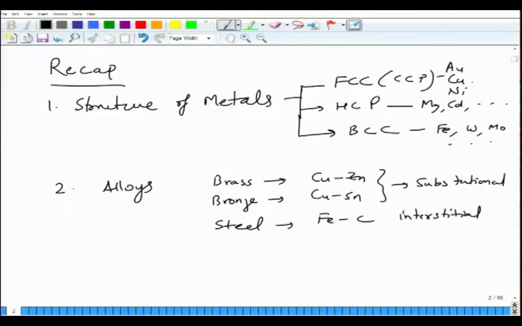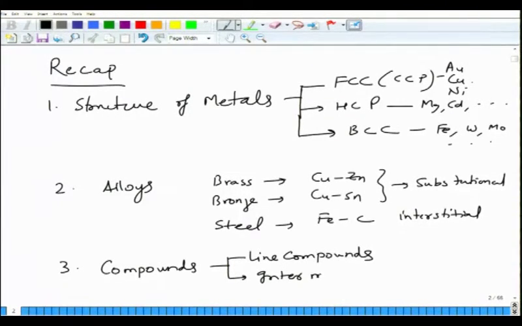And then we also saw some examples of compounds. So you can have line compounds, which have fixed composition, and intermetallics. Line compounds and intermetallics can often be similar also, and then we also looked at electron compounds. So these were three types of compounds which form when you mix two metals with each other, and they tend to have fixed composition. For example, electron compounds have a fixed electron to atom ratio.